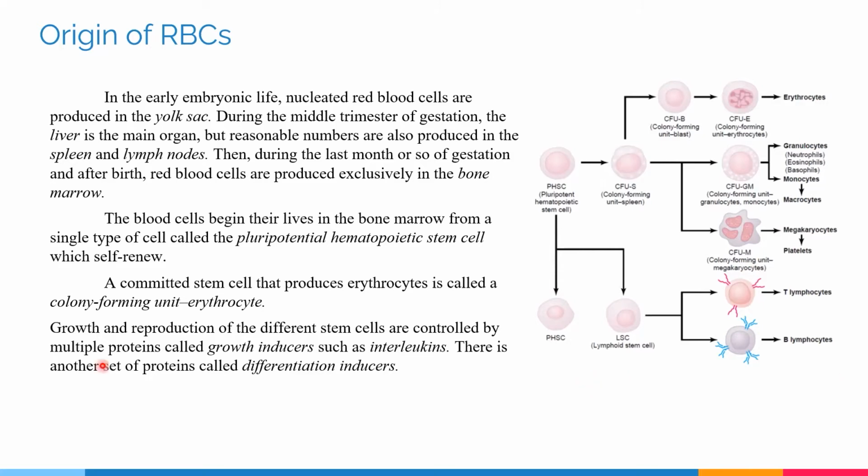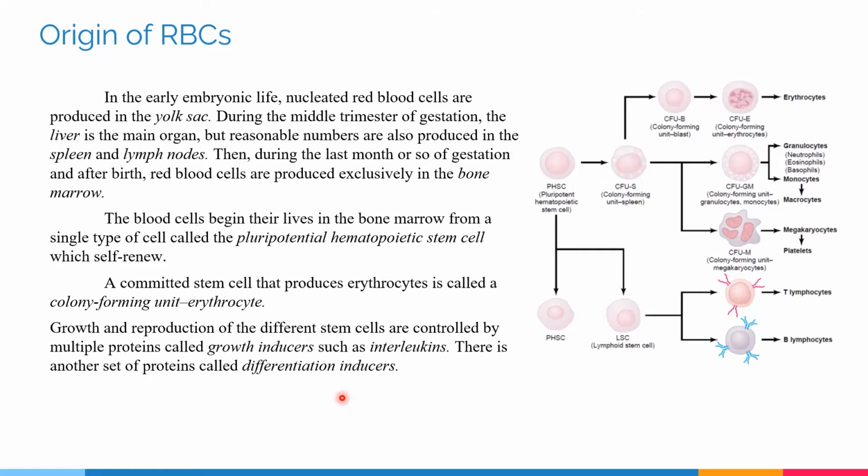The growth and reproduction of different stem cells are controlled by multiple proteins called growth inducers, such as interleukins. So the presence of interleukins is what determines if a stem cell will differentiate into a particular lineage. There is another set of proteins called differentiation inducers, which also does the same. So just another piece of information.